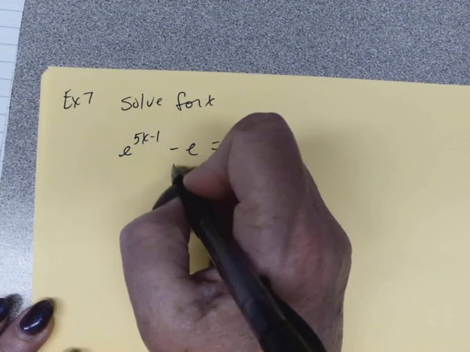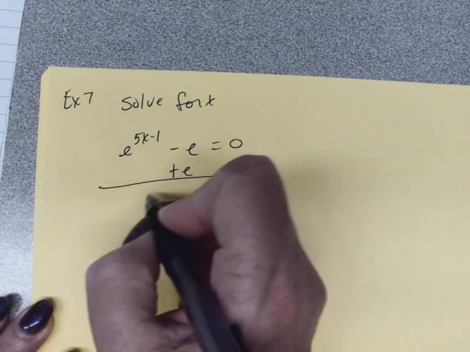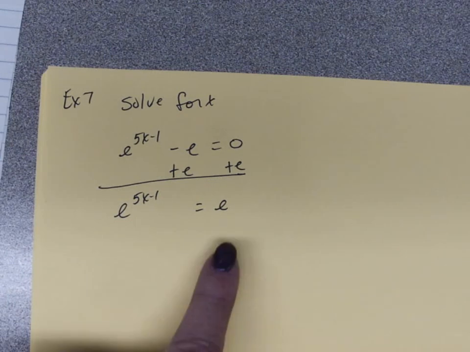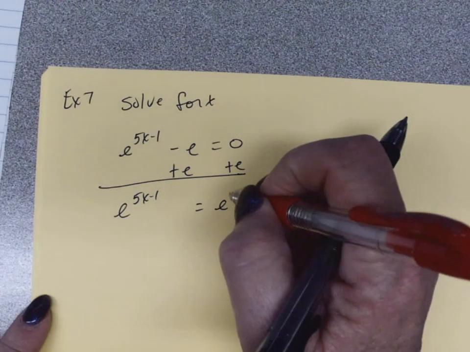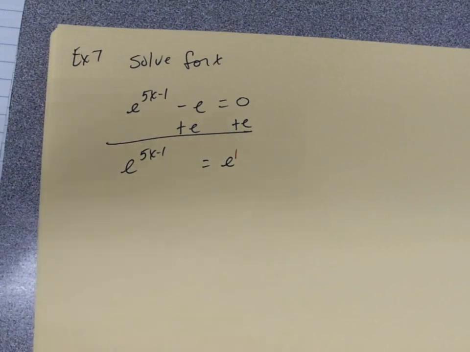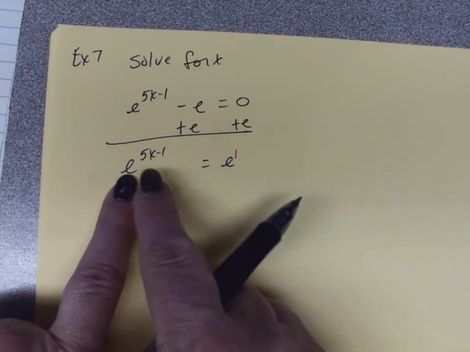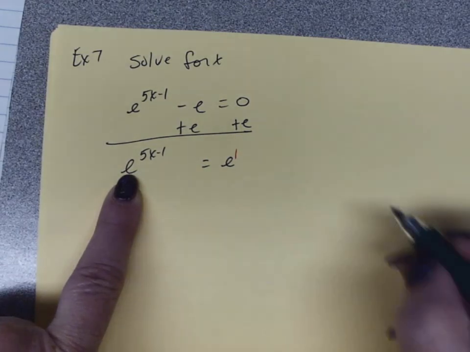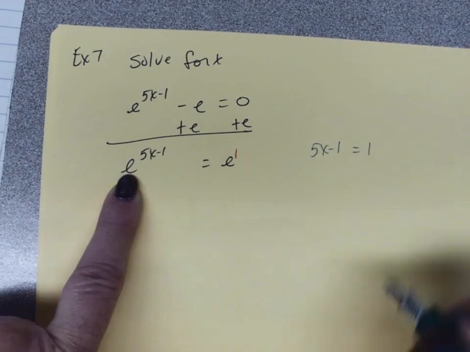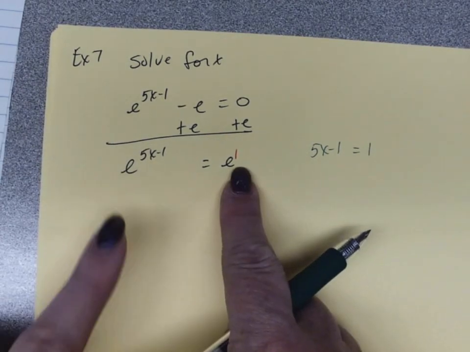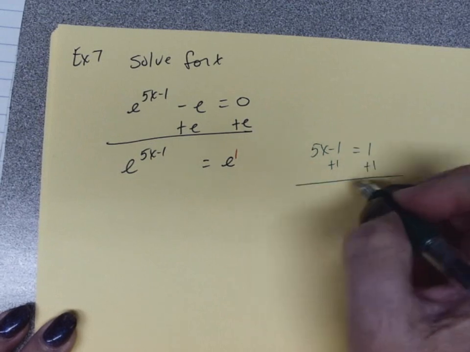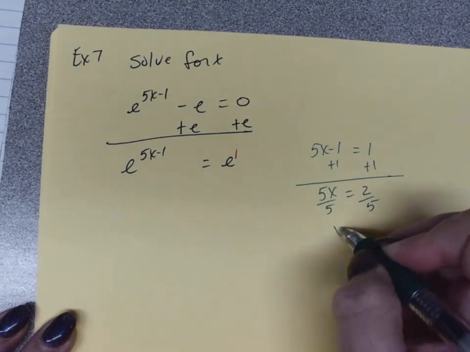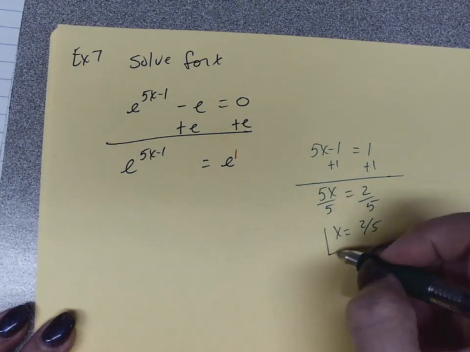What we can do, though, is add the e to the other side. So e to the 5x minus 1 equals e. Now, what does this e exponent look like? Well, it's a 1, e to the first power. Because it doesn't show one, we can put 1 there. When I have e to this power equals e to that power, that means 5x minus 1 has to be equal to 1, otherwise it's not a true statement. So I'm going to add the 1 over, get 5x equal to 2, divide by 5, and x will be equal to 2/5.